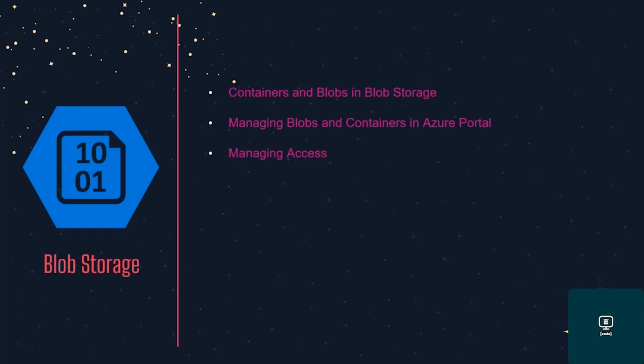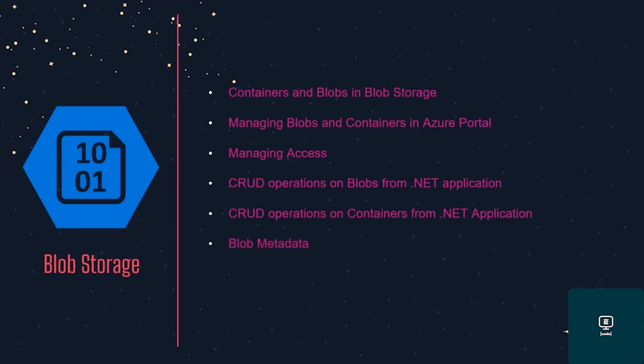Once we are comfortable with Blob Storage from the Azure portal, we will perform CRUD operations on Blob from a .NET application. We will also perform CRUD operations on containers using a .NET application. After that, we will see how metadata can be set on a particular Blob from the Azure portal. Once we play around with metadata from our .NET application, we will see how we can secure a particular blob using SAS token. And the SAS token security can be applied at blob, container, and storage account level. That will give you a solid foundation in understanding everything with the Blob Storage.